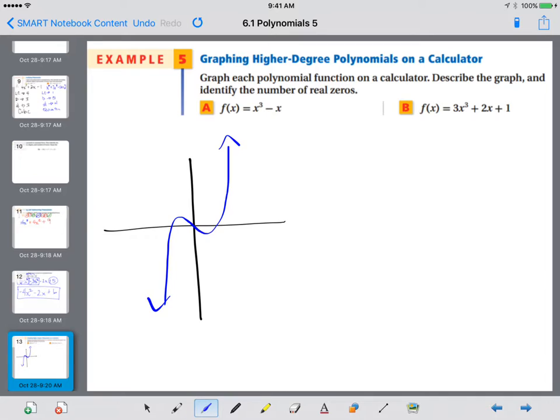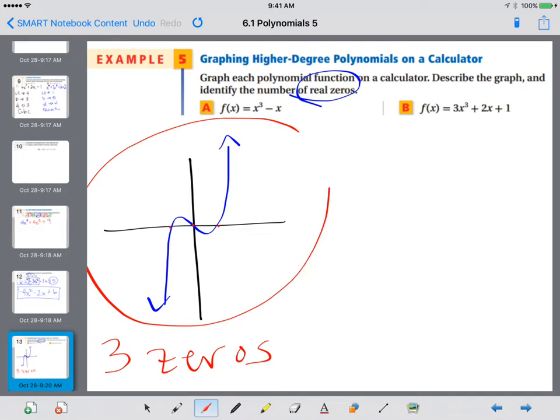If we wanted to identify the number of real zeros, if you remember from previous lessons we've done, that is how many times it crosses the x-axis. Well, it crosses it here, here, and here. So it crosses the x-axis 3 times, therefore it has 3 zeros. On your assignment, when you get to these problems, I want you to make a rough sketch like I have made right here, and then tell me how many zeros it has. You do not have to describe the graph.